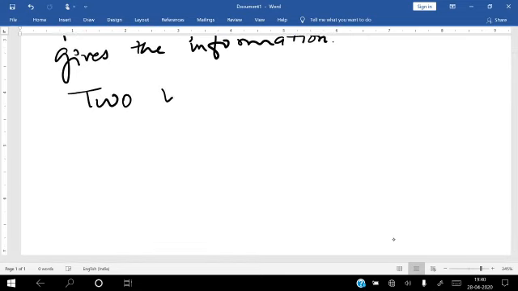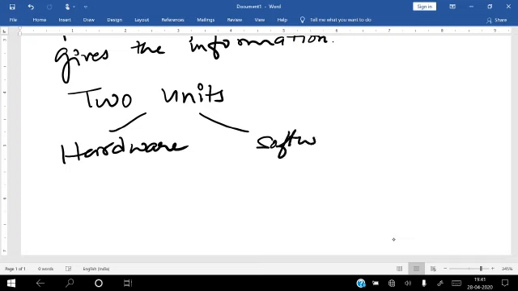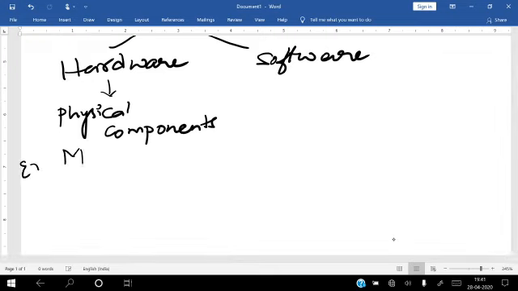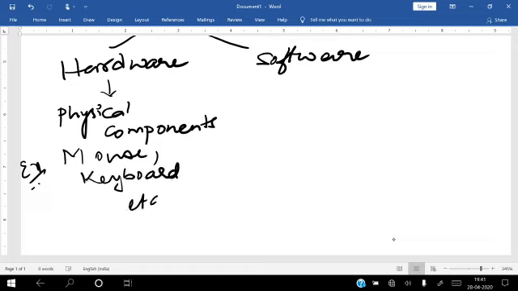The computer has got two units, that is your hardware and software. Now, what is your hardware? Hardware is the components, the physical components that we can see and touch. Now, which are the physical components? For example, you can call it your mouse, your keyboard, monitor, etc. are your physical components. So, the things that you can see and touch are known as your hardware.